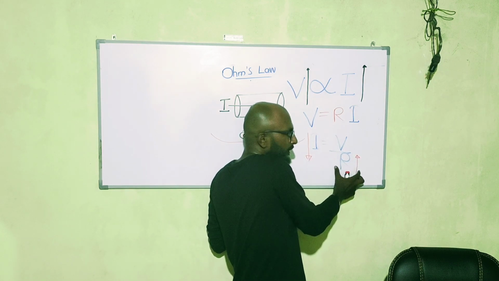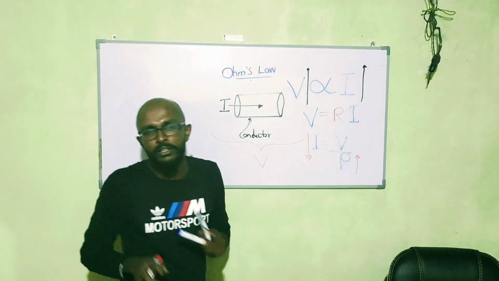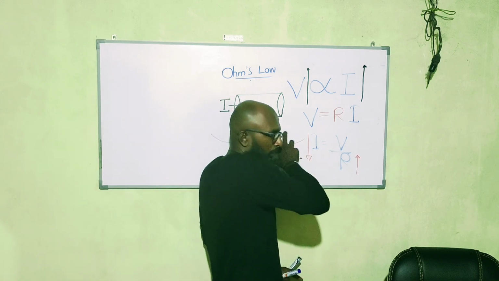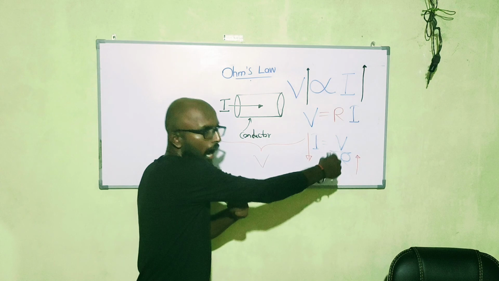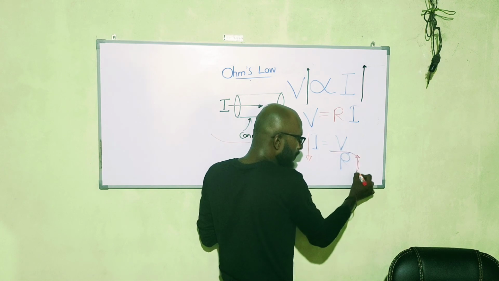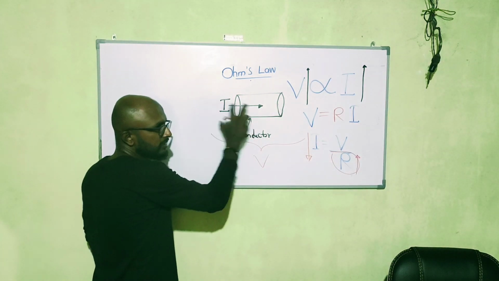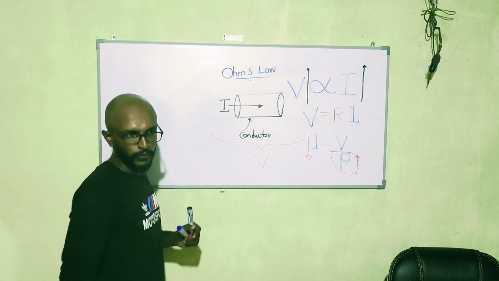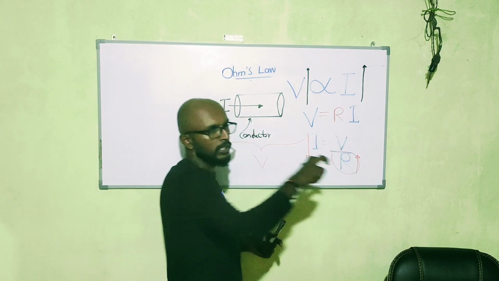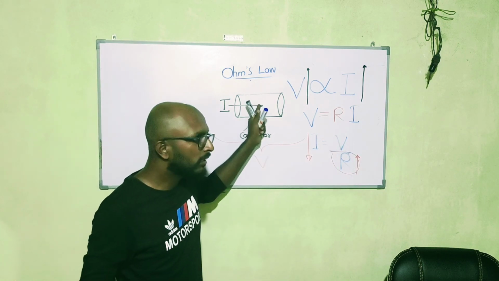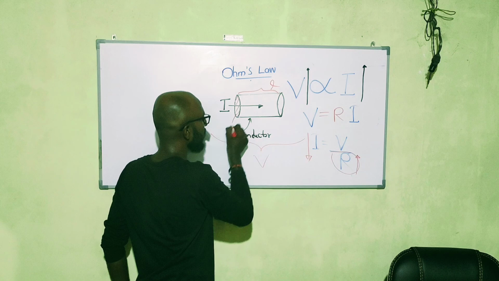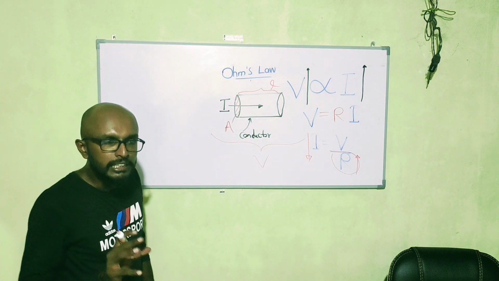That means this constant is an obstacle for the current. For the current flowing, the resistance, that means the R, is an obstacle. So we are explaining this R as the resistance for the current flow. If someone asks what the factors affecting this R are, the factors are the conductor length, the cross section area, and the type of material.